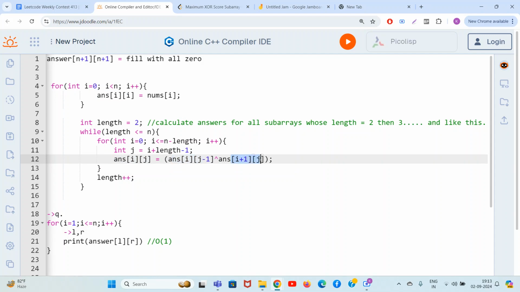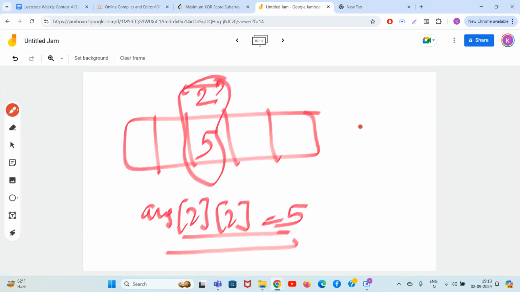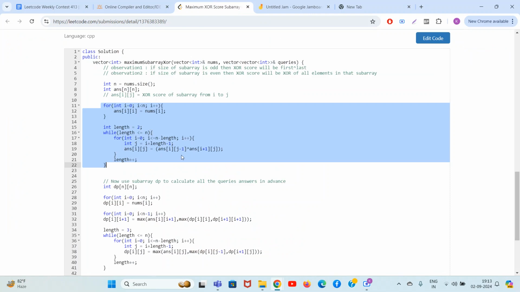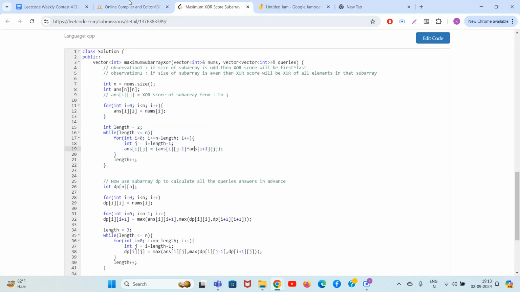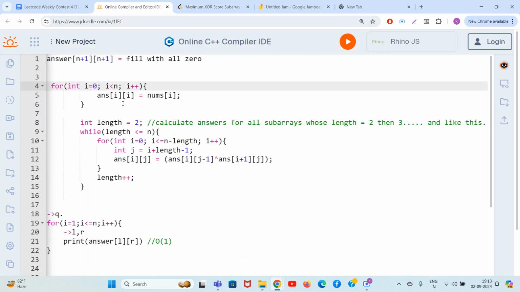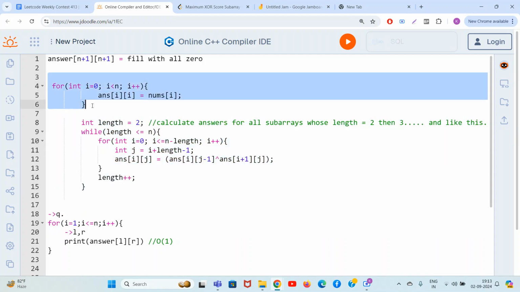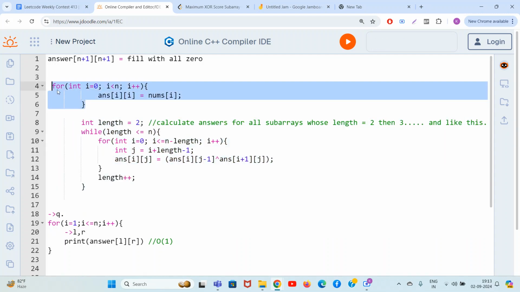This is nothing but the answer for the smaller lengths, and this is a brilliant observation, by the way. I really love this problem. So you have pre-calculated all the answer i j for all subarrays in O of n square. You can see the final code also. Two for loops, n square here and n square one more here, so n square plus n, but the n is very small, no need to consider.